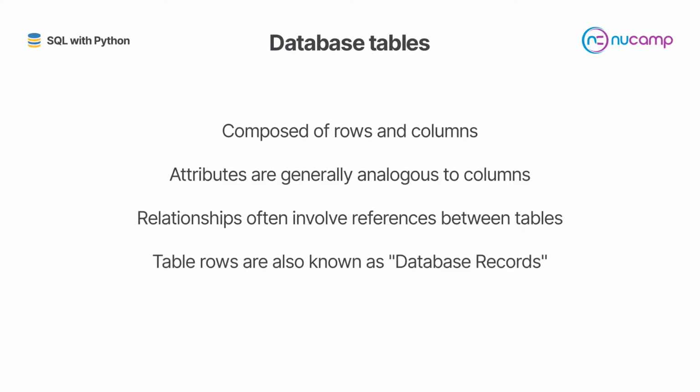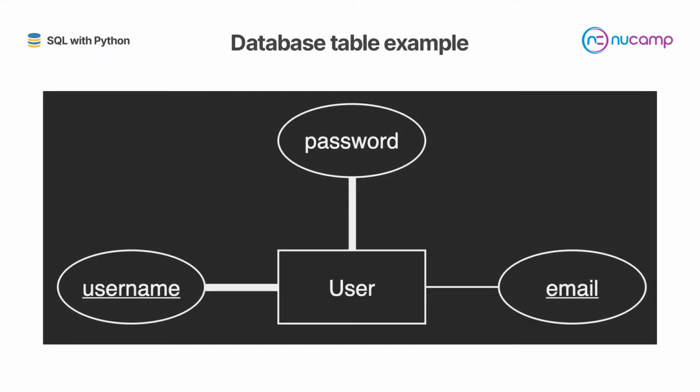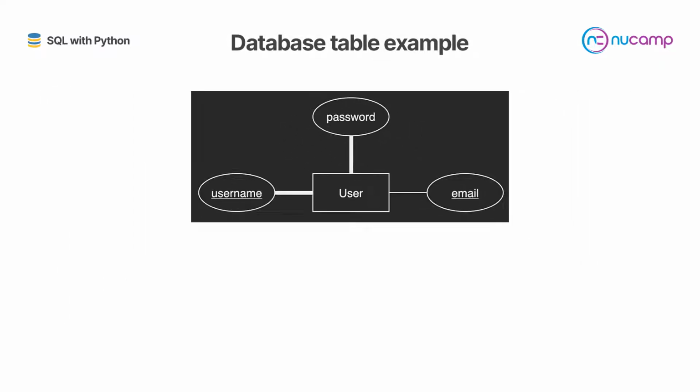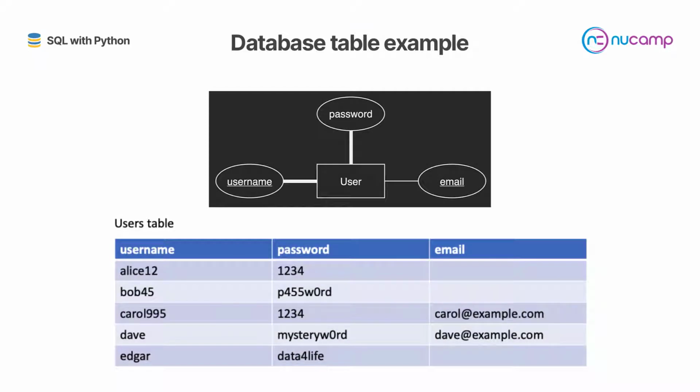Each row in a database is known as a record. We will use these words, row and record, interchangeably from here on out. Take, for example, our user entity from before. Five such users could appear in a table like so. Note that each cell contains the value of a record's attribute. In this case, username, password, and email are all strings.